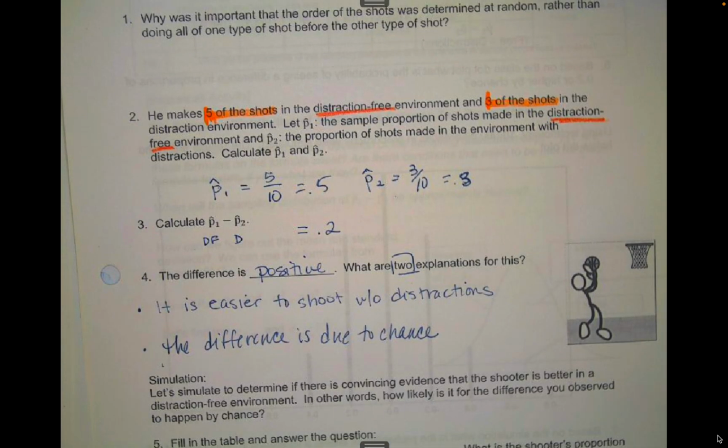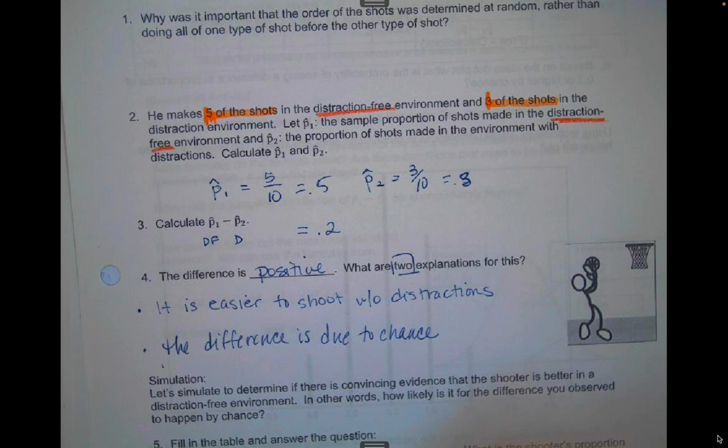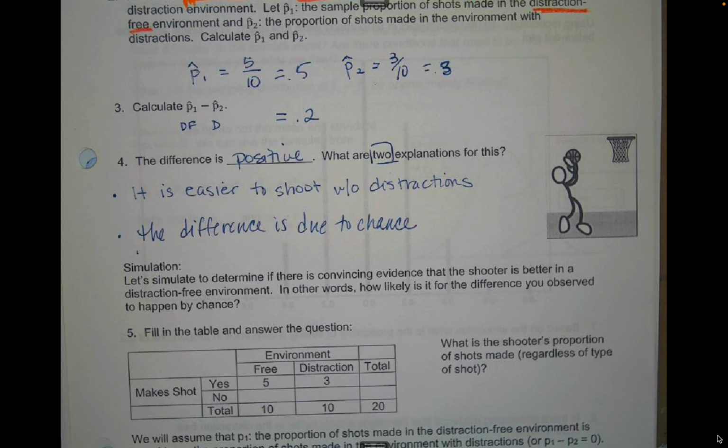All right, so that's what we need to figure out. That's always what we're trying to figure out: is something actually impacting those results or is it just due to chance? So we're going to simulate this. We're going to simulate what could happen, and then we'll look at what did happen to see if it was chance or if something was actually causing that difference.